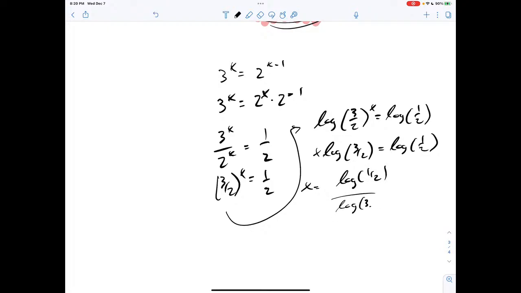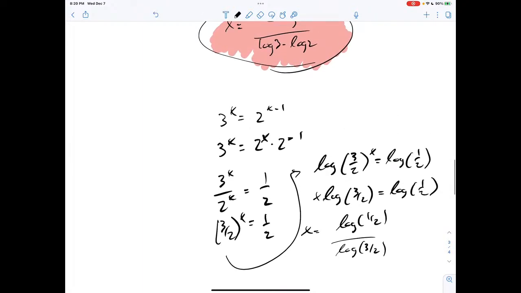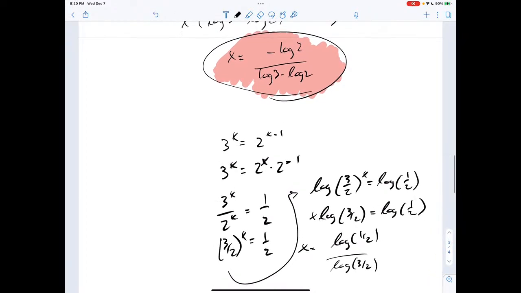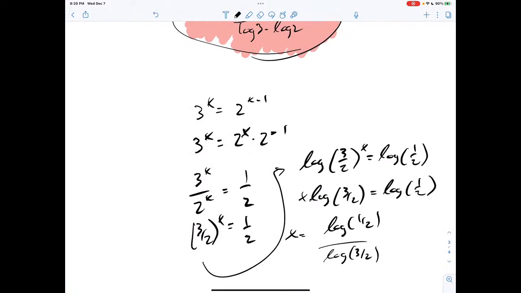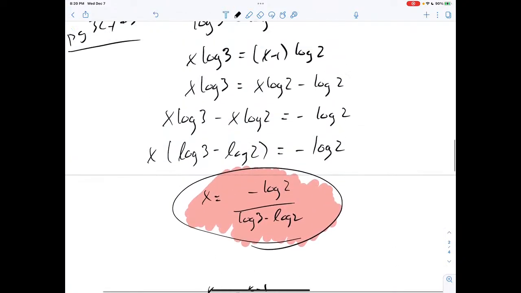Oops. 3/2. So you could do it that way as well. I made a little mistake. There we go. So I could do it that way as well. And it looks different, but it's the same answer as we have here. Yeah, I thought so. This way's a little bit weird, but it does work that way too.